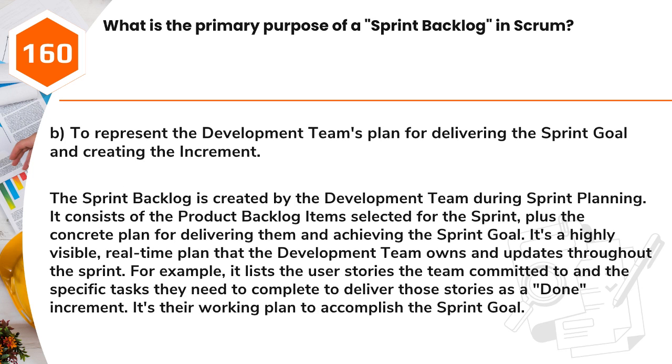Answer: B. To represent the development team's plan for delivering the sprint goal and creating the increment. The sprint backlog is created by the development team during sprint planning. It consists of the product backlog items selected for the sprint, plus the concrete plan for delivering them and achieving the sprint goal. It's a highly visible, real-time plan that the development team owns and updates throughout the sprint. For example, it lists the user stories the team committed to and the specific tasks they need to complete to deliver those stories as a done increment. It's their working plan to accomplish the sprint goal.